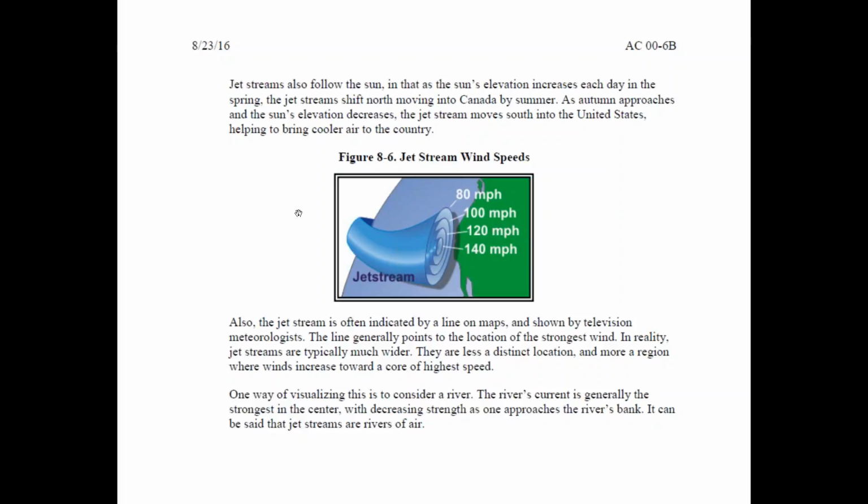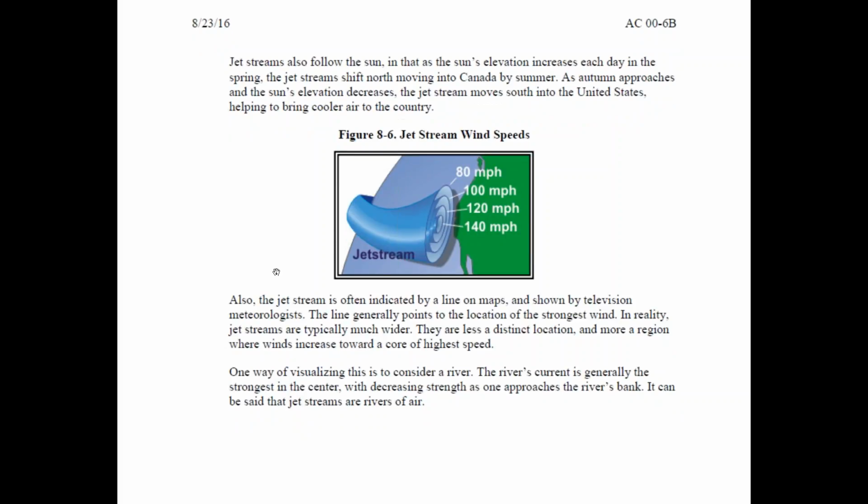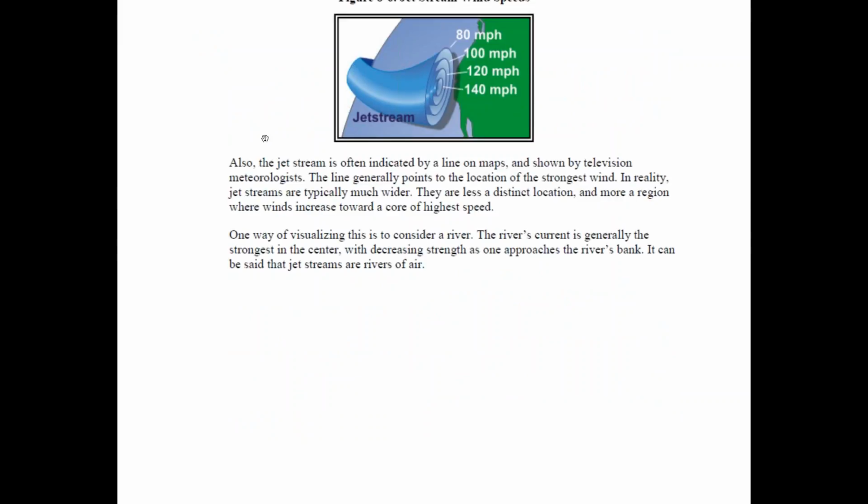The jet stream is often indicated by a line on maps and shown by television meteorologists. The line generally points to the location of the strongest wind. In reality, jet streams are typically much wider. They are less a distinct location and more a region where winds increase toward a core of the highest speed. One way of visualizing this is to consider a river. A river's current is generally the strongest in the center, with decreasing strength as one approaches the river's bank. It can be said that jet streams are rivers of air.